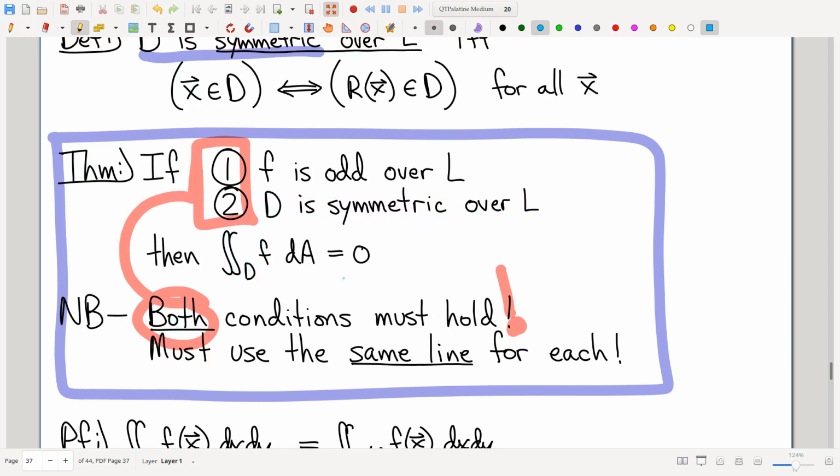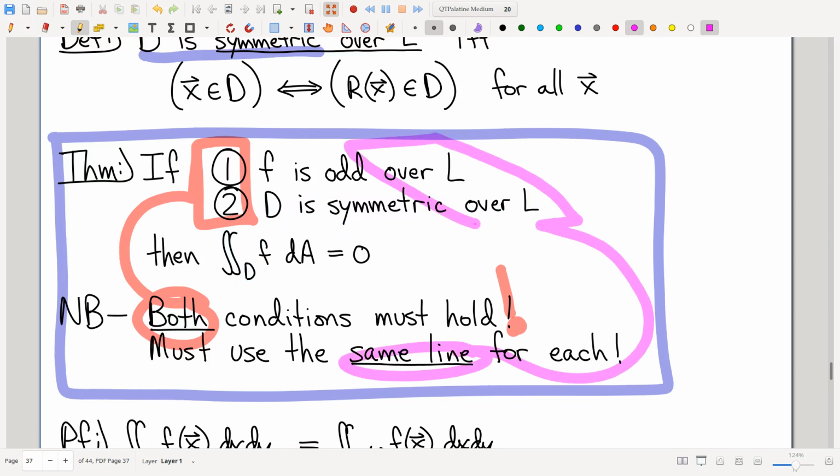The other common mistake that I see, tragically all the time, you've got to be using the same line for both of these symmetries. It is not good enough, not even close to good enough, for the function to have symmetry over one line and the domain to have symmetry over a different line. There's no good.